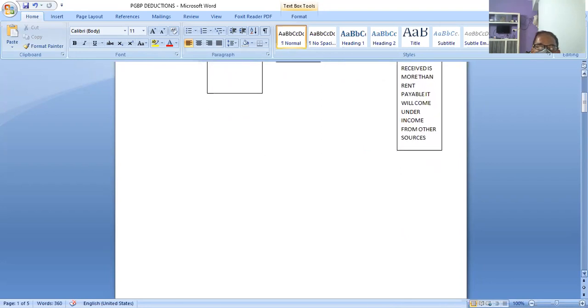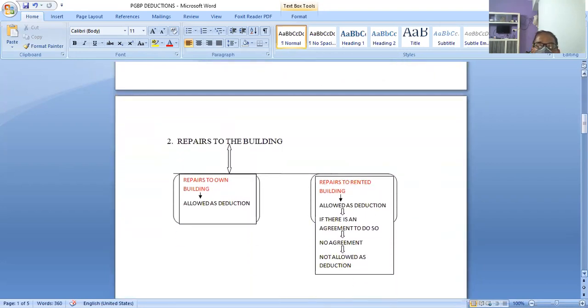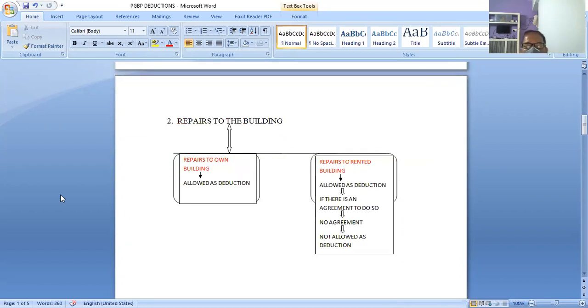Second deduction, repairs to building. You have to do some repairs to the building, to maintain the building in good condition. First, you're making repairs to your own building. Suppose you're doing business in your own building, it is allowed as deduction. But if you're doing repairs to a rented building, it is allowed as deduction subject to there being an agreement to do so. That means if there is an agreement between the owner and tenant stating that the tenant can undertake repairs to the building.